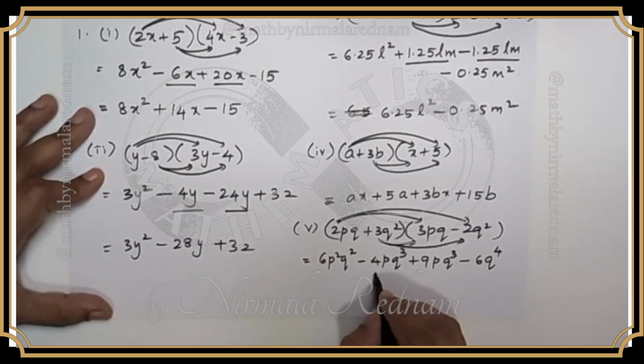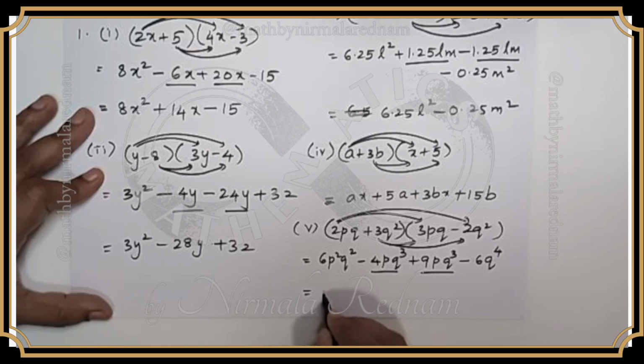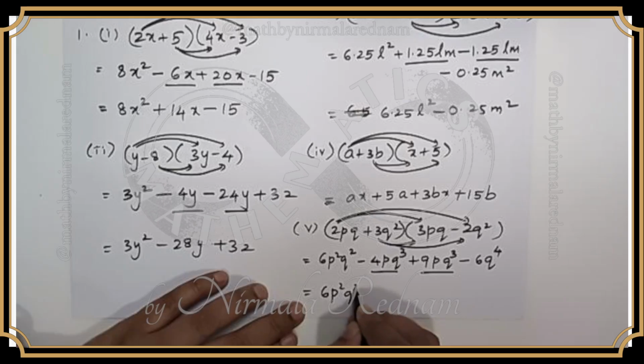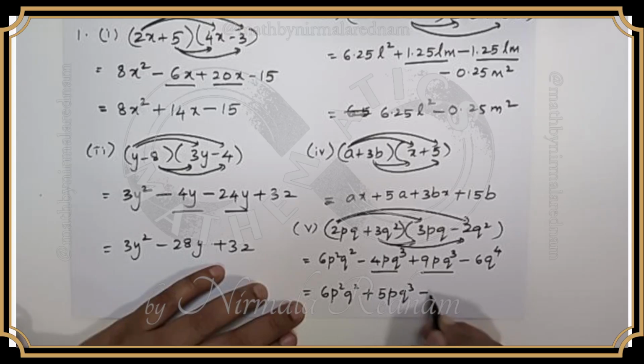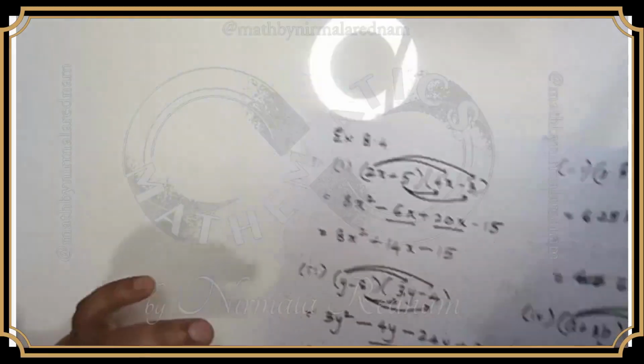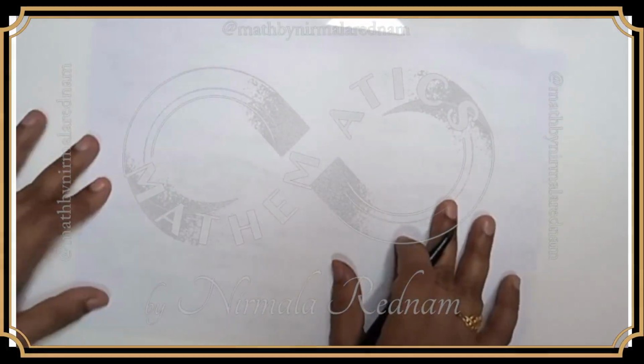Are there any like terms? You can clearly see that these two are like terms. So I have 6p square q square plus 5pq cube minus 6q power 4. So that is your answer. Next question.